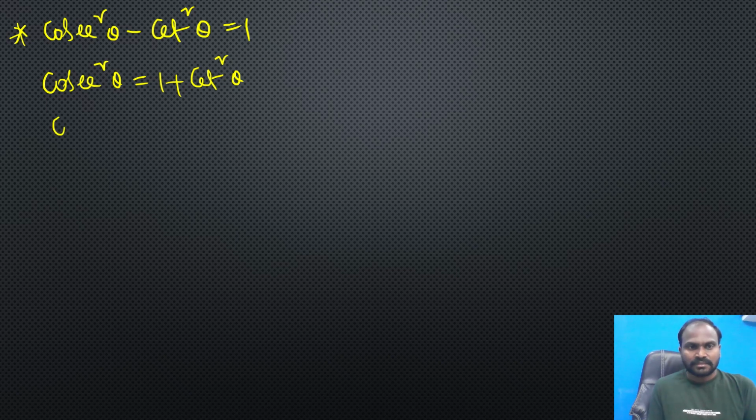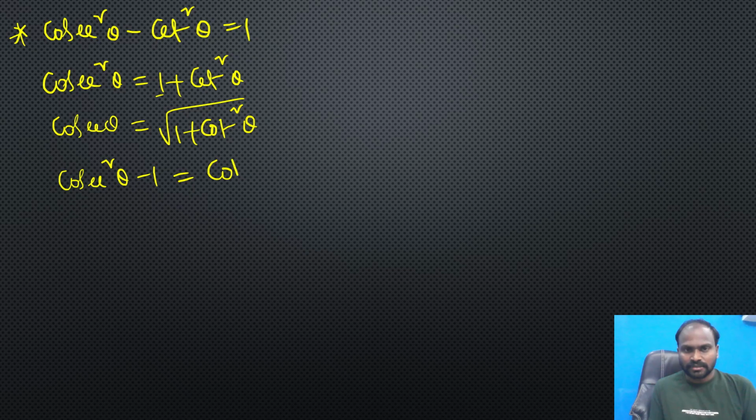And the next identity we have is cosec square theta minus cot square theta is equal to 1. So from this we can write cosec square theta is equal to 1 plus cot square theta, and cosec theta is equal to under root of 1 plus cot square theta, right? And move 1 to the other side, it will be cosec square theta minus 1 is equal to cot square theta, and under root cosec square theta minus 1 is equal to cot theta.